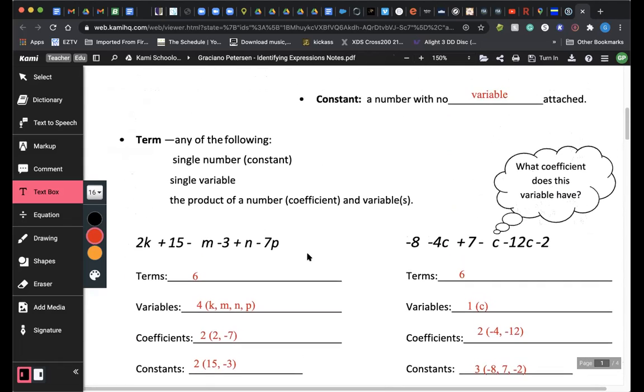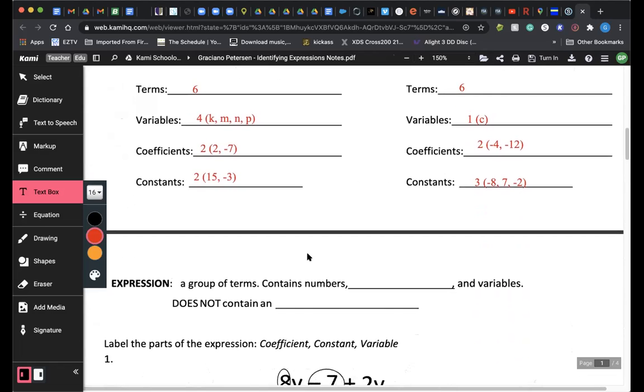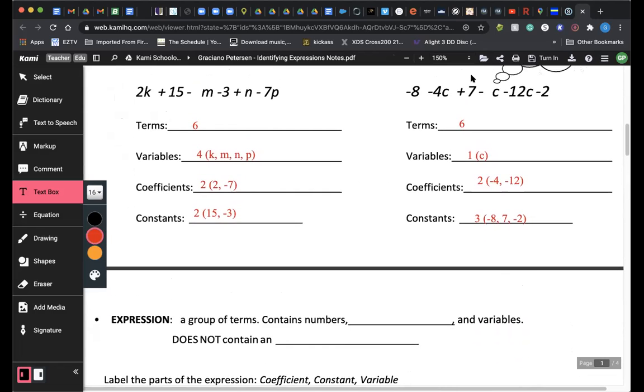All right, so we haven't explicitly said it, but an expression is what we just had here. These are examples of expressions. Why are these two examples expressions and not equations? Because we don't see the equal sign. Right, there's no equal sign, so these are just expressions and not equations.